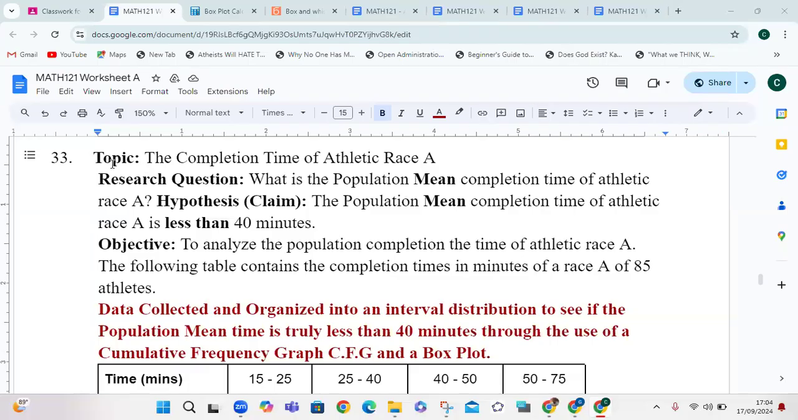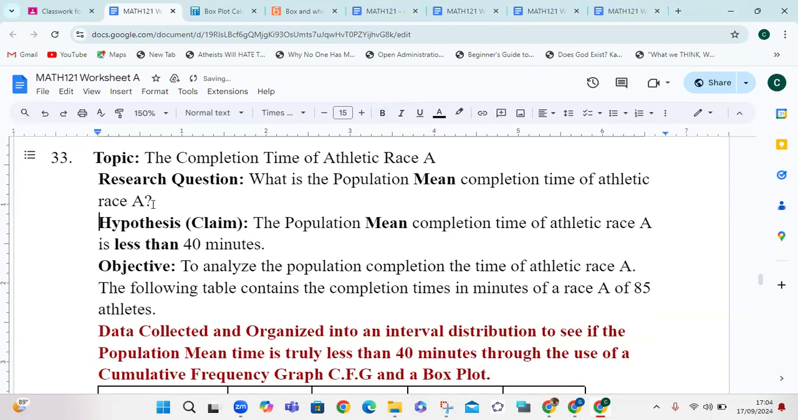Number 33, worksheet A. The topic for this scenario is the completion time of athletic race A. And the research question is, what is the population mean completion time of athletic race A? And the hypothesis now, which is the claim, is that the population mean time of athletic race A is less than 40 minutes.